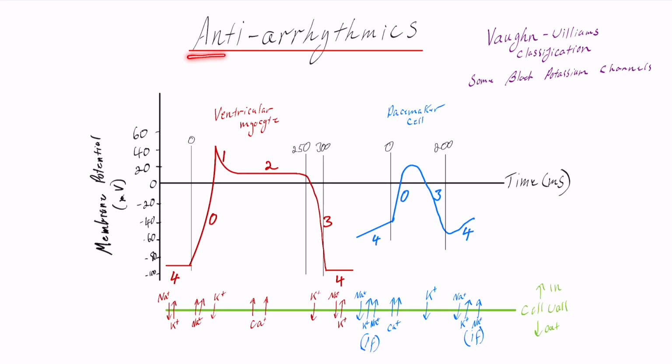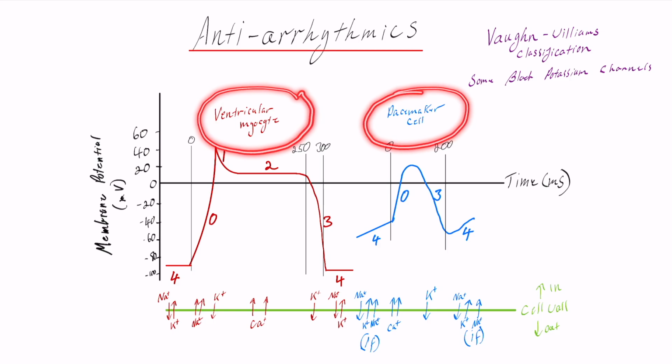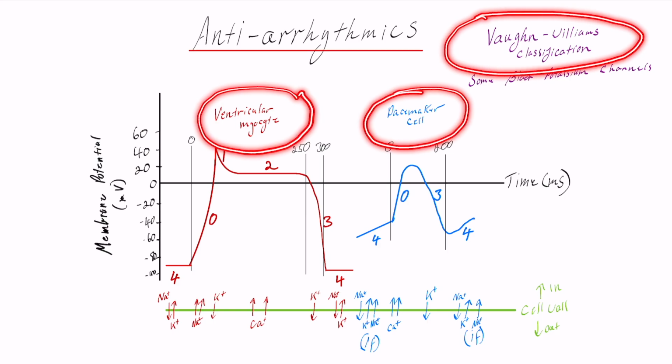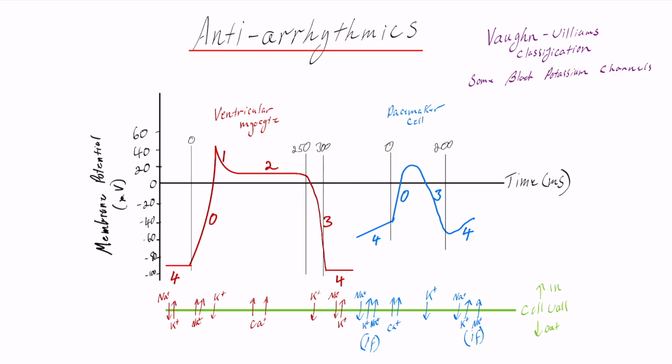Today we're going to talk about antiarrhythmics, and specifically how antiarrhythmics affect ventricular myocytes and our pacemaker cells, and the classification system that's used for antiarrhythmics as well. To begin with, let's just revise what we know about the pacemaker cell and the ventricular myocyte action potential.